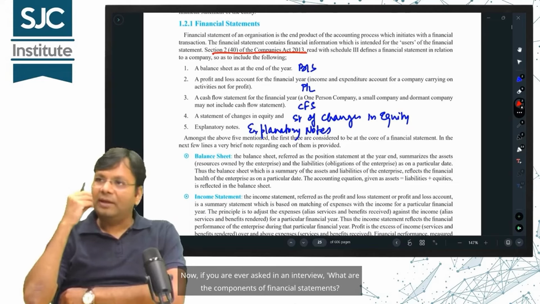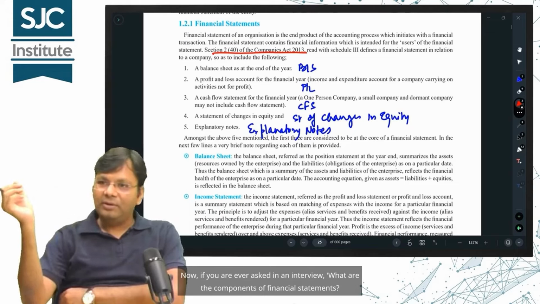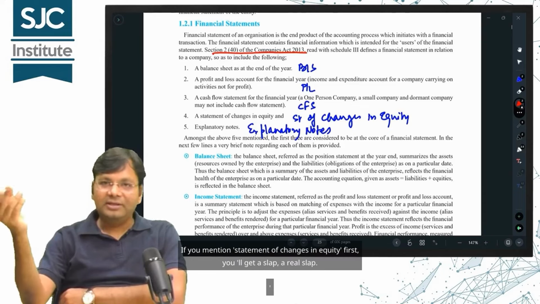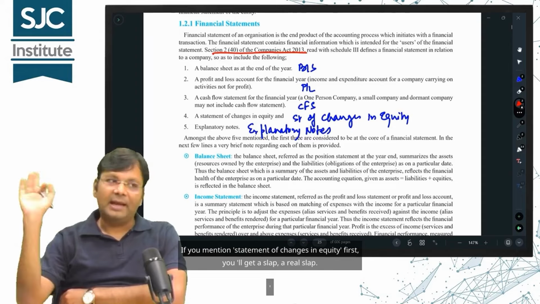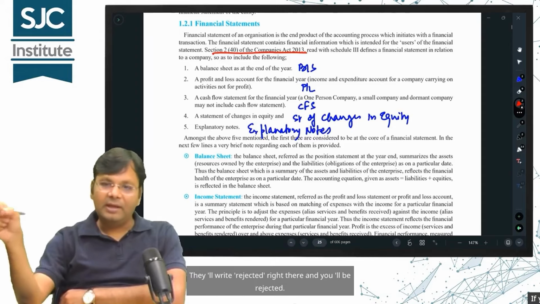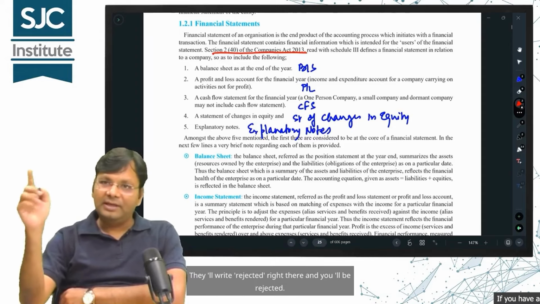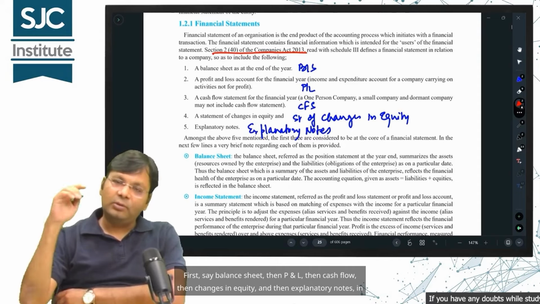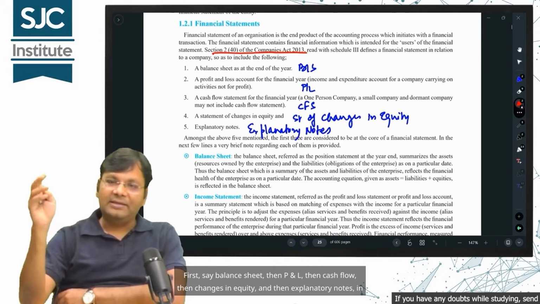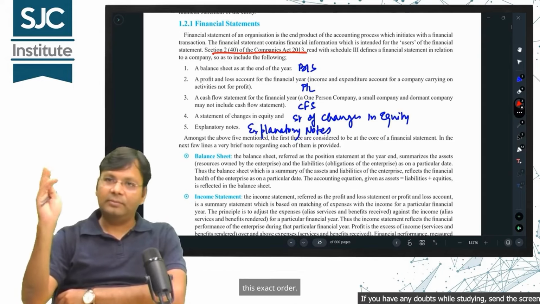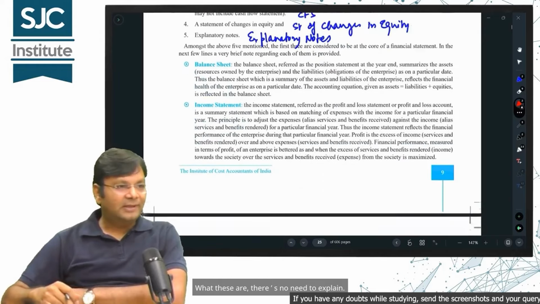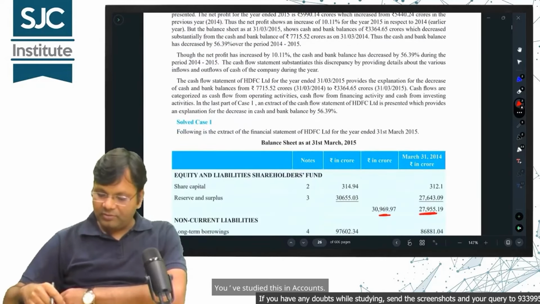Now, if you are ever asked in an interview, what are the components of financial statements? If you mention statement of changes in equity first, you'll get a slap, a real slap. They'll write rejected right there and you'll be rejected. First, say balance sheet, then P&L, then cash flow, then changes in equity, and then explanatory notes in this exact order. Always remember this. What these are, there's no need to explain. You've studied this in accounts.